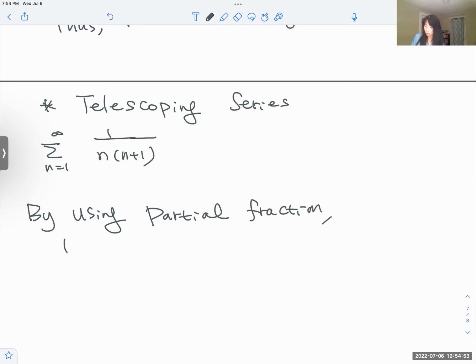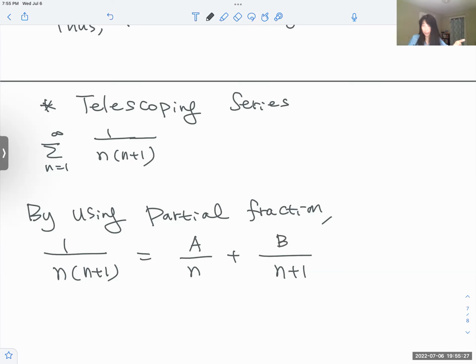So we have 1 over n plus 1, right? It's a multiplication, so we change that. So this will be n plus 1, right? So we make a common denominator, then we have n and n plus 1 there, right? Make sense? Then we want to know about what's the numerator. So we did a and b, right?